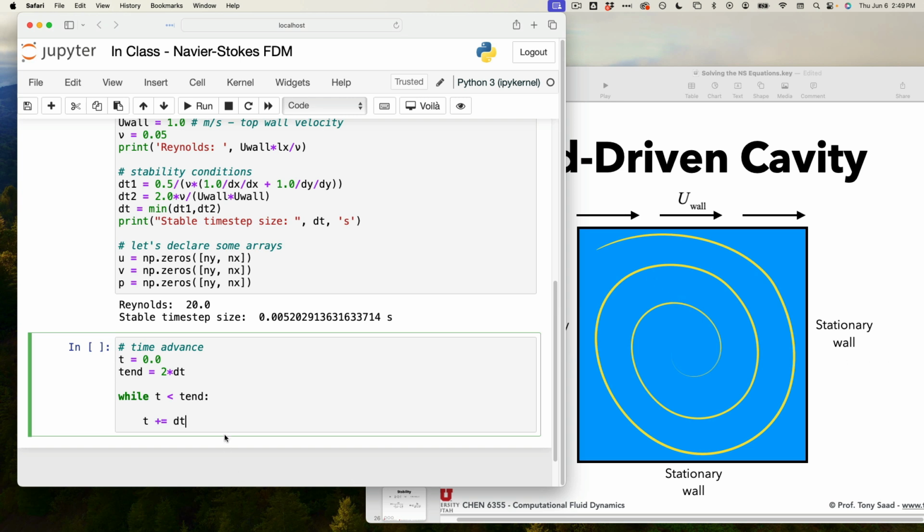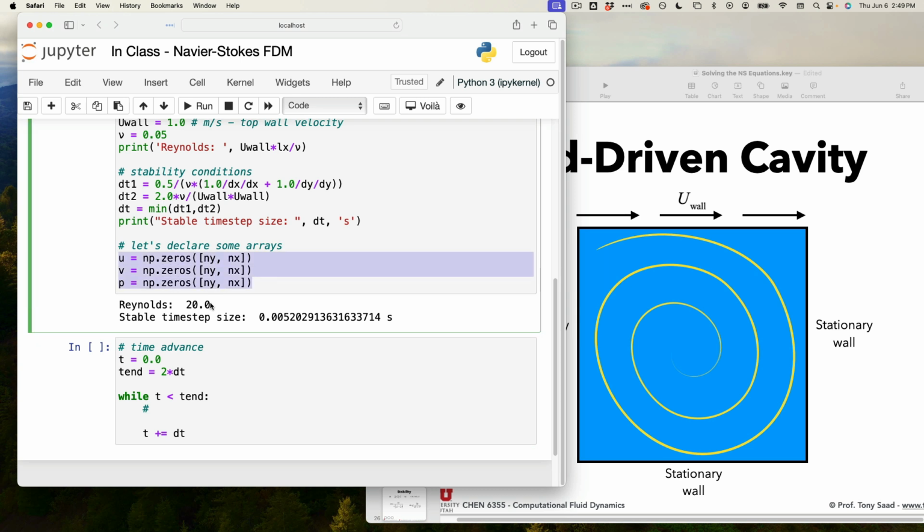All right, so we will first start by setting the boundary conditions. You can set the boundary conditions here, or set them inside the loop at the beginning or at the end of the time advance. It doesn't matter.